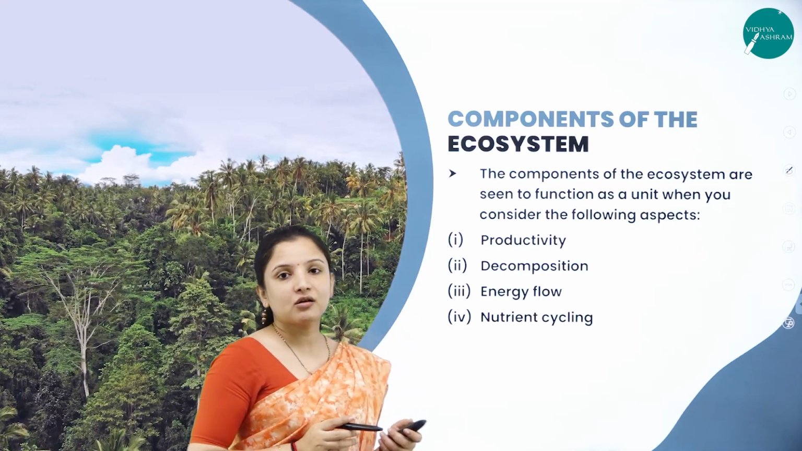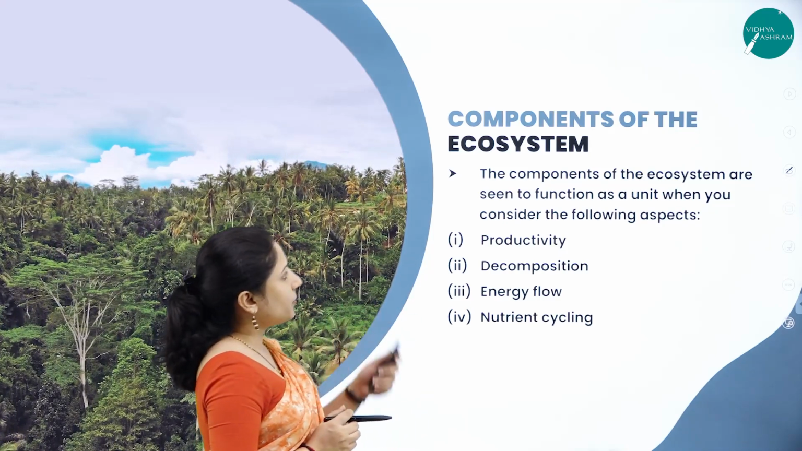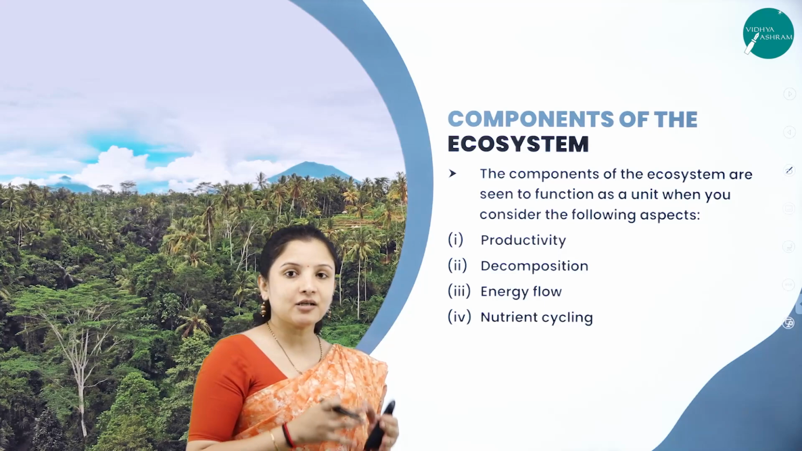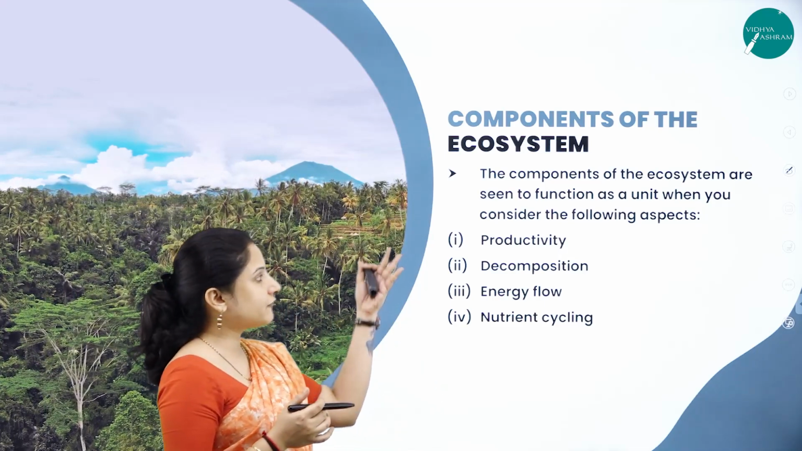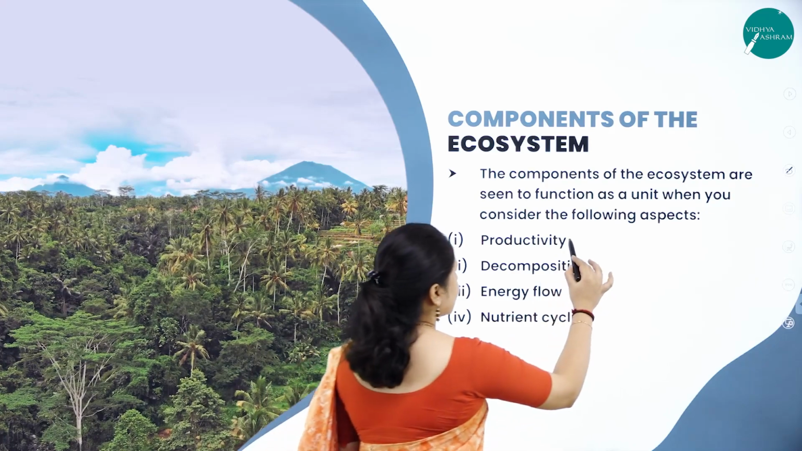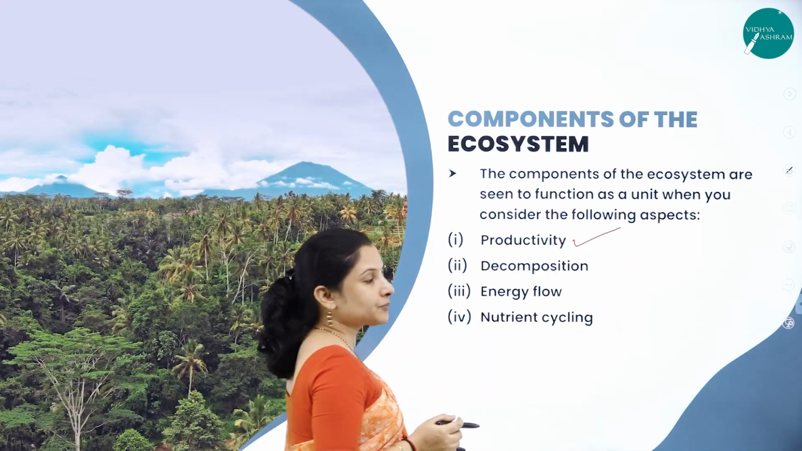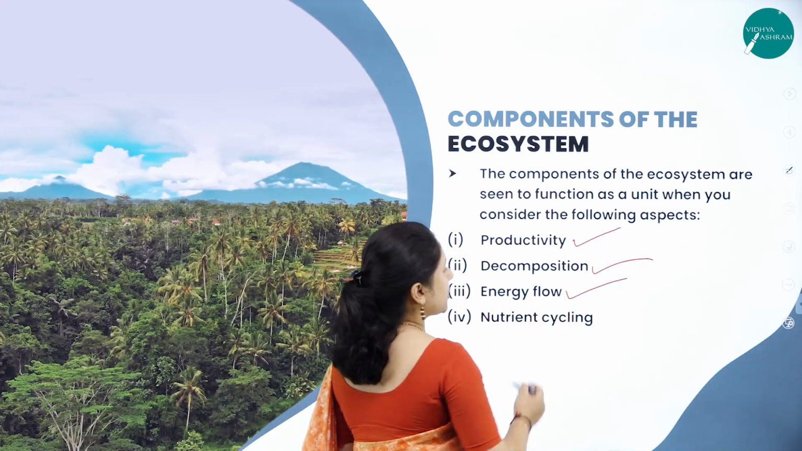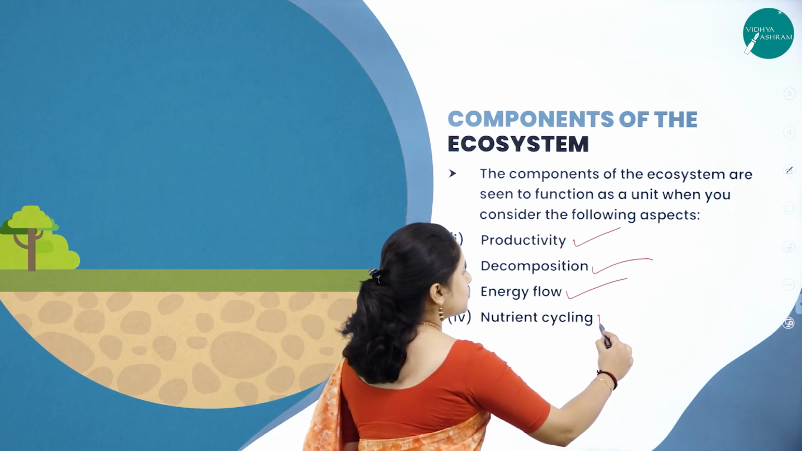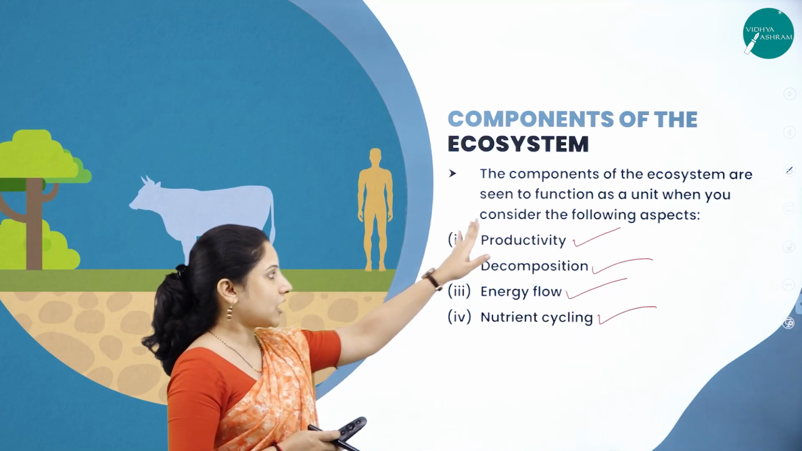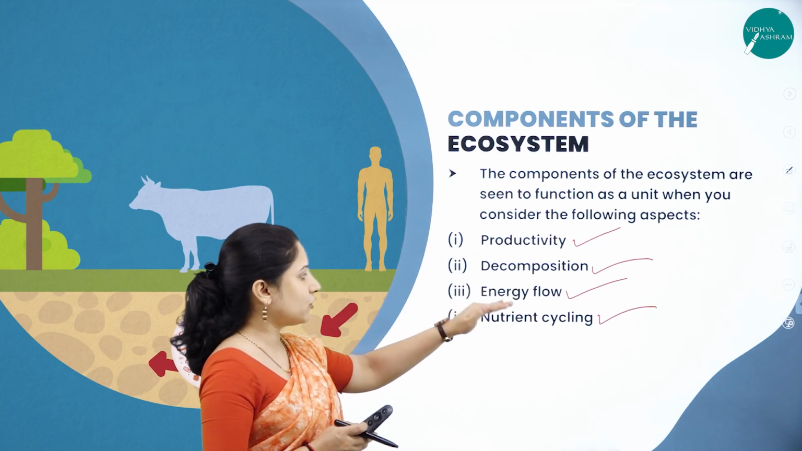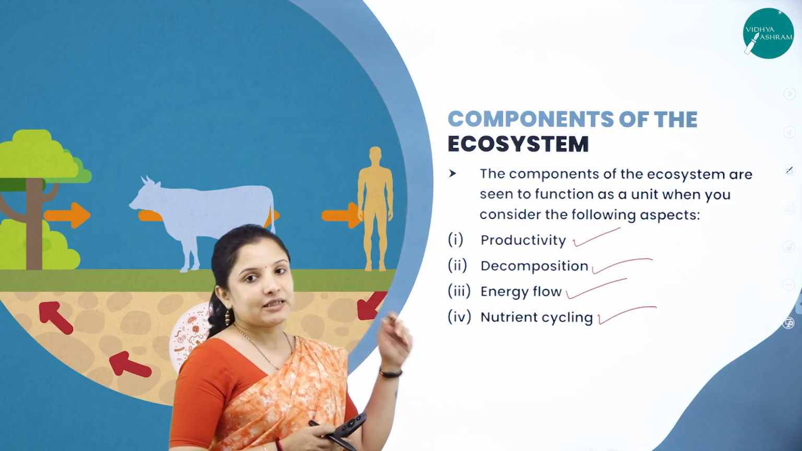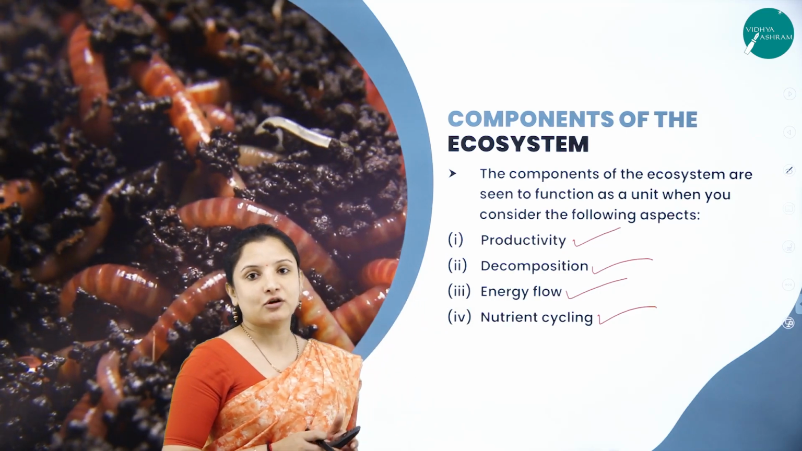So let's study what the components of the ecosystem are. The components of the ecosystem function as one particular unit, and that unit is made up of the following aspects. One is productivity in an ecosystem, then decomposition, then the flow of energy, and also nutrient cycling in an ecosystem. So productivity, decomposition, energy flow, nutrient cycle, all these come together to form one unit, and these are the important components or aspects of an ecosystem.